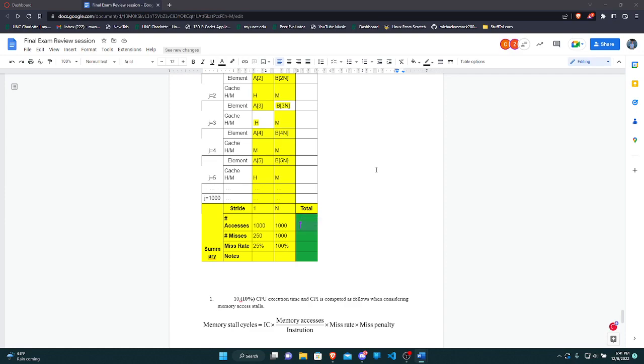Oh, do I have to fill out the totals? I guess so. 2,000. Number of misses is 1250. So 2,000 divided by 1250. What's that as a decimal? There you go. That's what the calculator gave me. So that's what I'm putting down, 1.6.